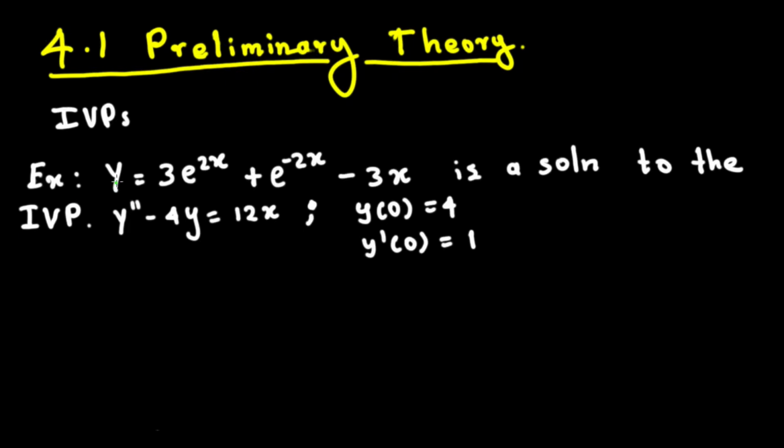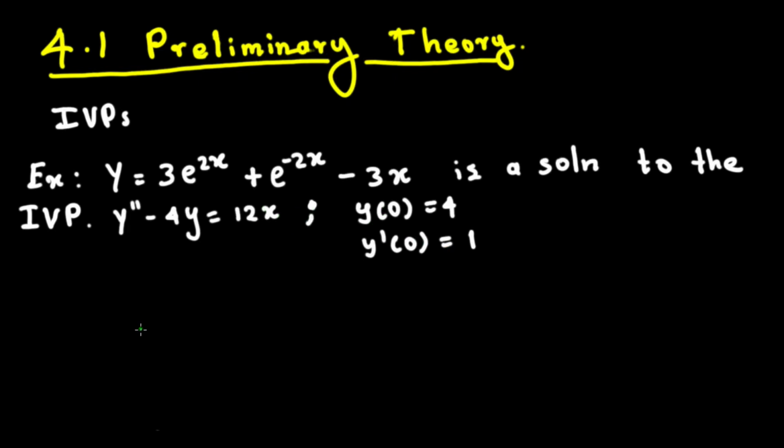Here this question says y is equal to 3e^(2x) plus e^(-2x) minus 3x is the solution to the initial value problem, and they have given y double prime minus 4y is equal to 12x, and we have two initial conditions, y of 0 is equal to 4 and also y prime of 0 is equal to 1. So when we have a question like this, we have to find out whether this is a unique solution or not. That's the thing.